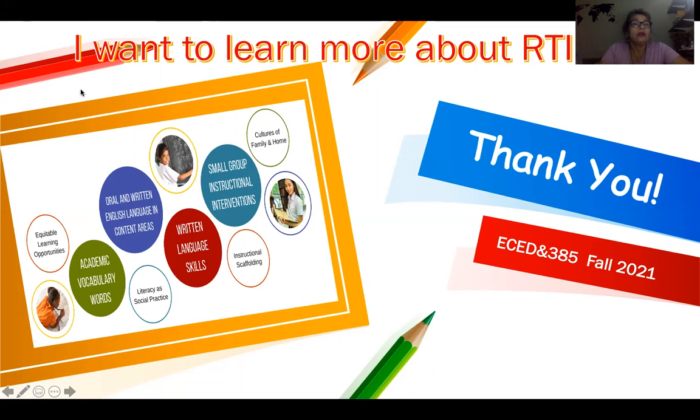The one thing I want to learn more about is how to approach and I want to learn more about RTI.